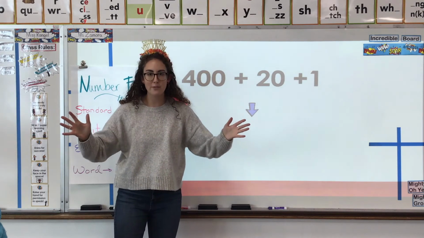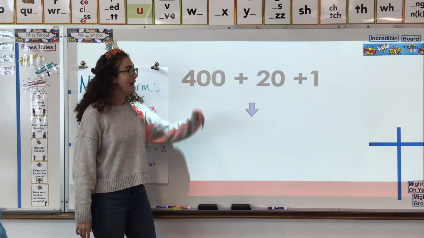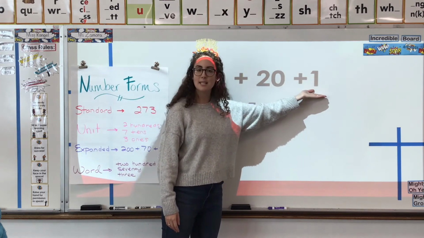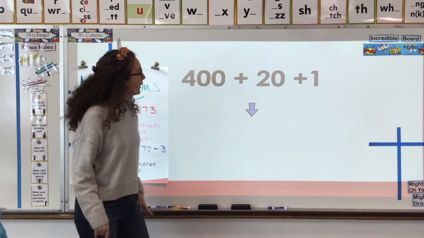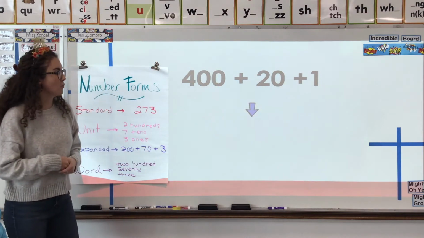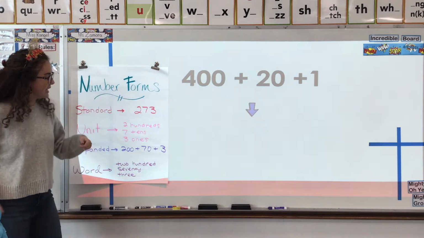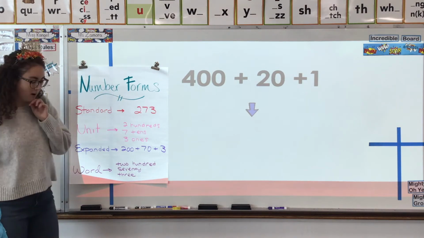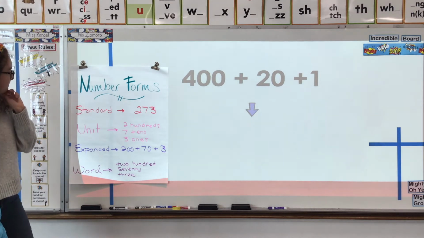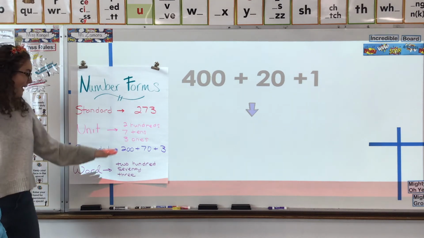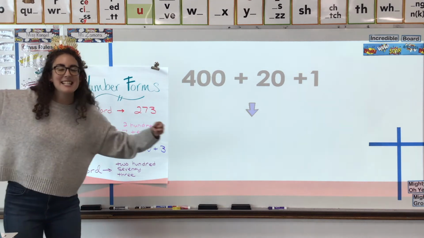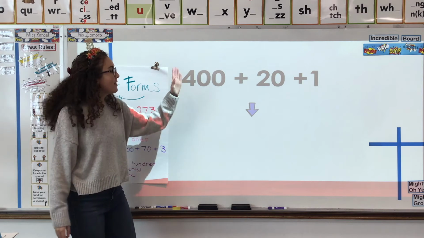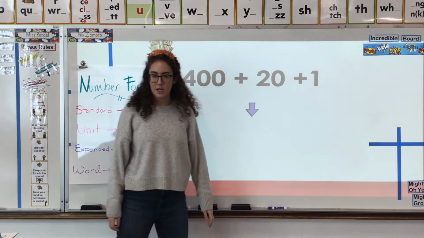Okay, it's been waiting for you. This number has 400 plus 20 plus 1. This number is written in what form? Expanded form. It's written in expanded form where we can see the value of each digit.